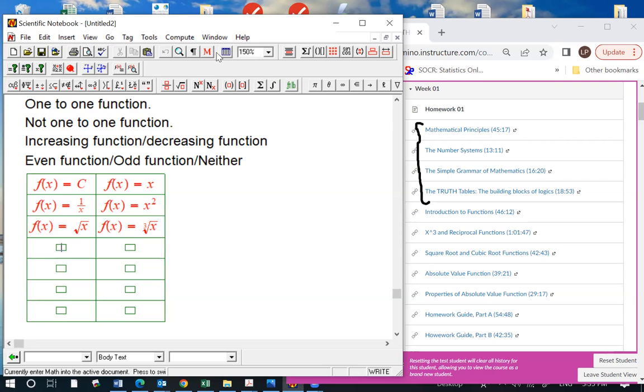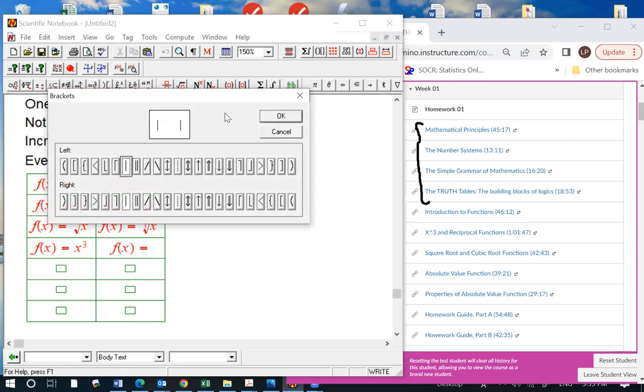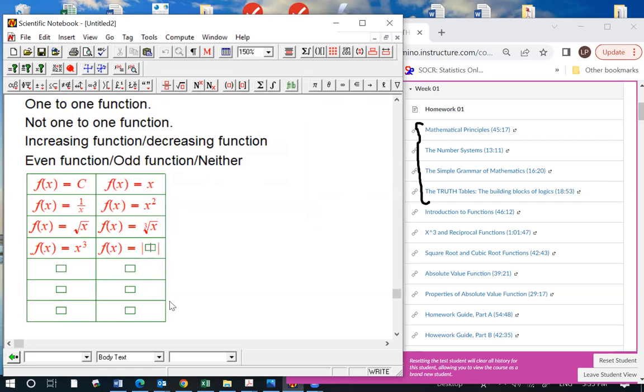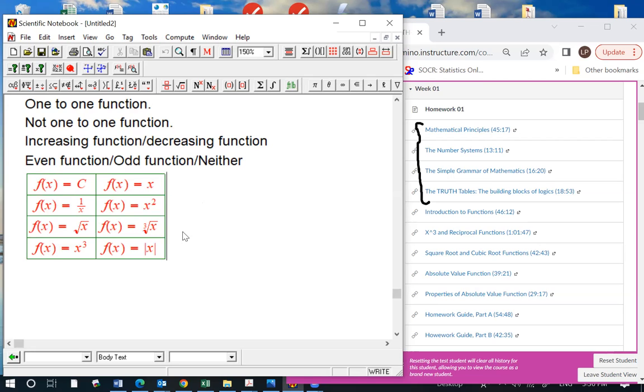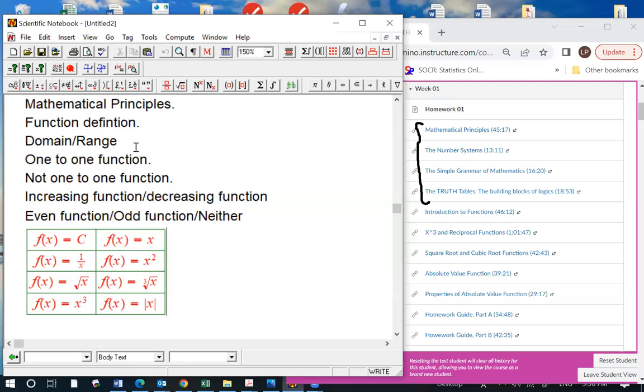And the next function, I believe, is x raised to the power 3. It's a function you're going to use in the future. And one more function, of course, the absolute value function. This is the first group of functions we talked about. What about them? About their domain, range, one-to-one function or not, increasing function, decreasing function, even function, odd function.